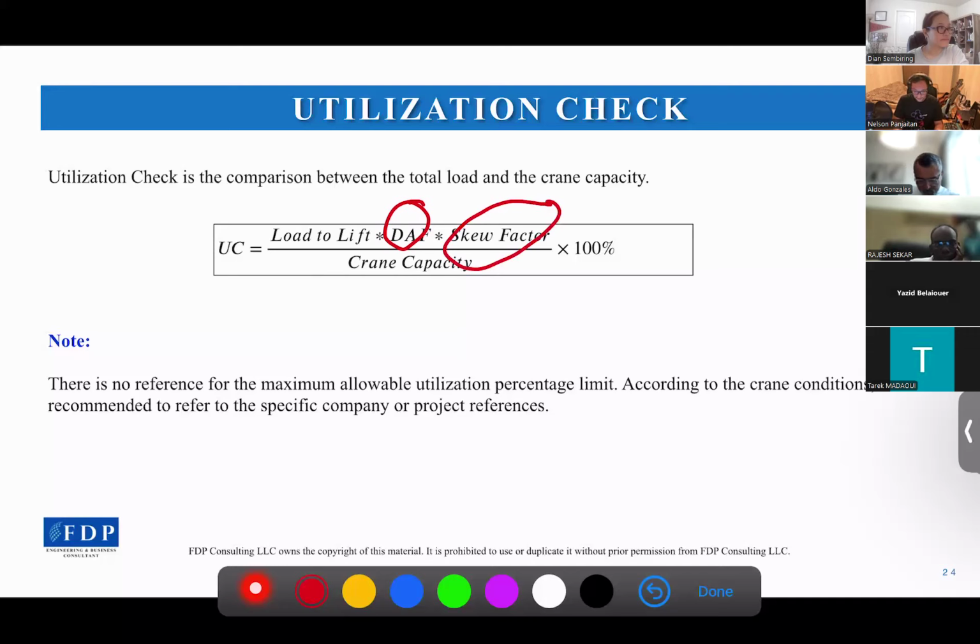So if we are limited with the UC maximum of 80%, then if you find your UC is 90%, that means you cannot use the crane, or you can use it, but some additional requirements need to be fulfilled. Whatever it is, just refer to your project or company regulation. Is there any question until this point for the UC calculation?